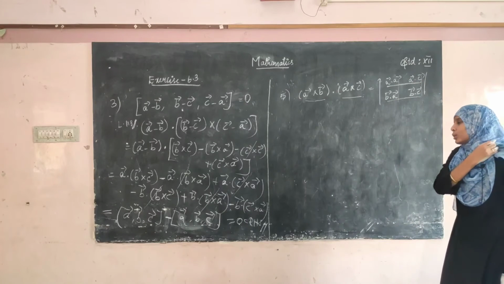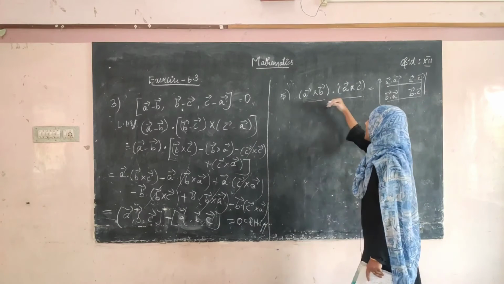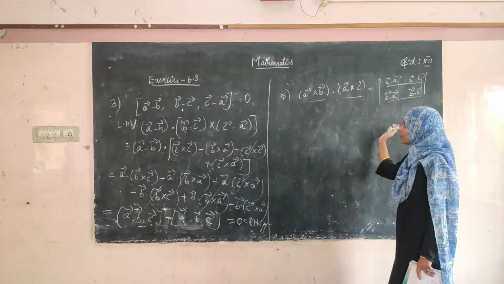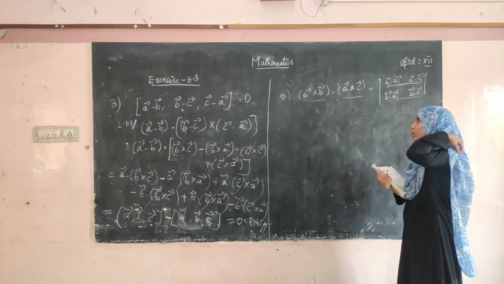In the format of a 2 cross 2 determinant, you can use either this method, or you can compute this and find the dot product. You can use either method. You will get the same answer with either method. You can use the formula method.